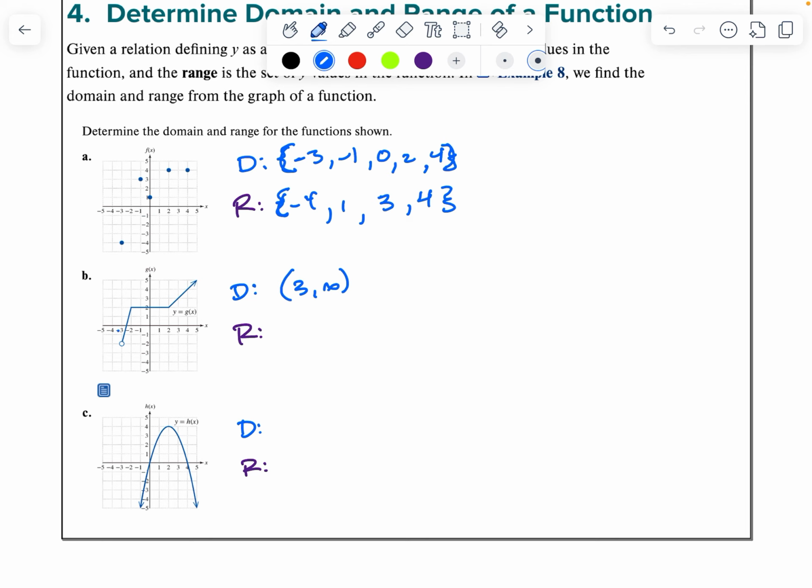The range, we're looking from bottom to top. So it goes from here really all the way up, right? So it goes everywhere from negative 2 to infinity. Again, I put a parentheses there because the negative 2 is not included. We know that because of that open circle.